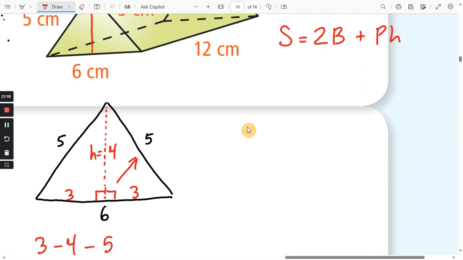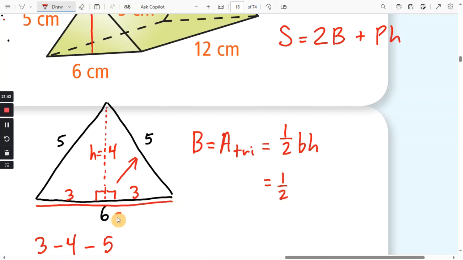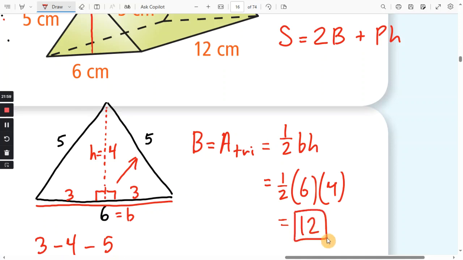All right, so capital B is the area of the base. So that capital B is the area of the triangle. And what's the area of a triangle? That's 1/2 base times height. So that's going to be 1/2. This is the base right here on the bottom. That 6 is your lowercase b. And the height we just found is right here. It's perpendicular to the base. The height is 4. Half of 24 is 12. So we got that out of the way.